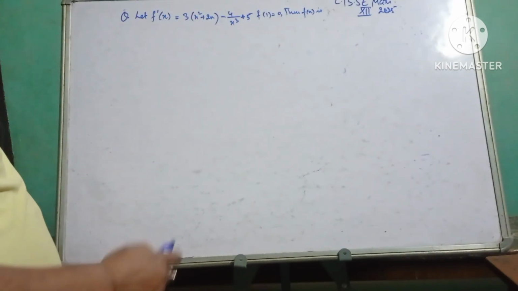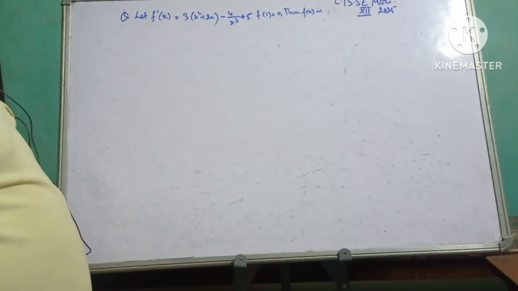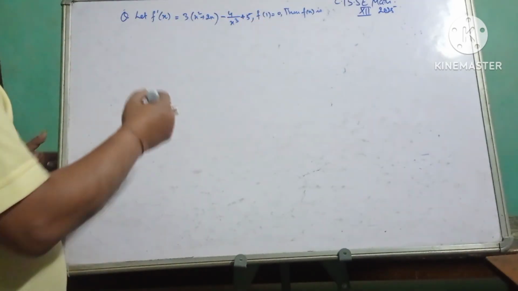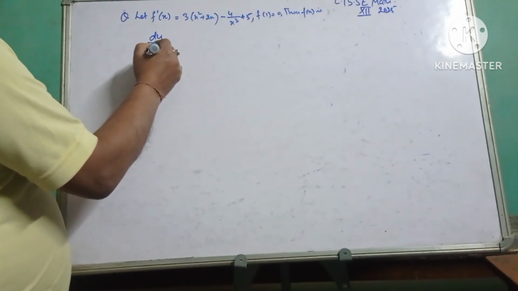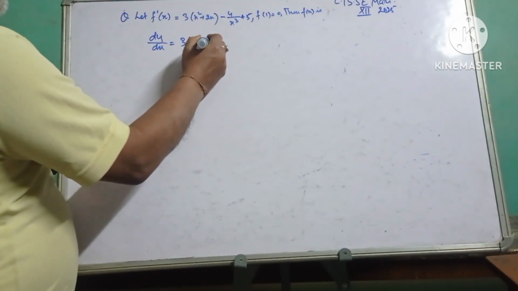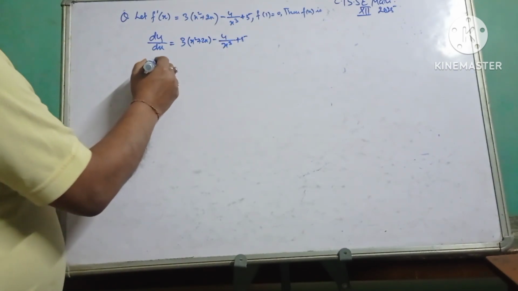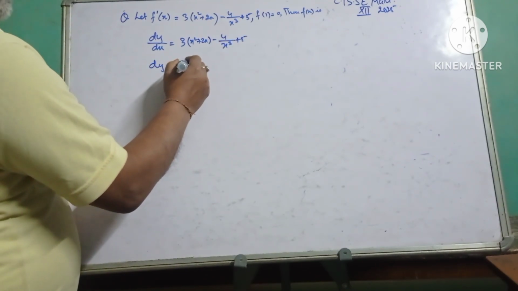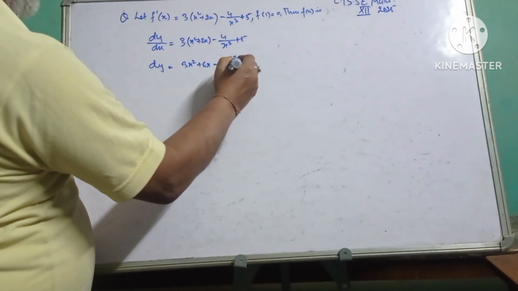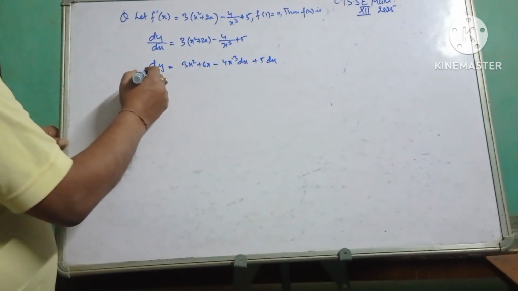My next question is, f dash x is equal to 3 bracket x square plus 2x minus 4 by x cube plus 5, we have to find f of 1 is equal to 0. This is an easy question. F dash x means dy by dx. So this is equal to 3x square plus 2x minus 4 by x cube plus 5. So dy is equal to 3x square plus 6x minus 4 x to the power of minus 3 dx plus 5 dx. Now I am going to integrate it.